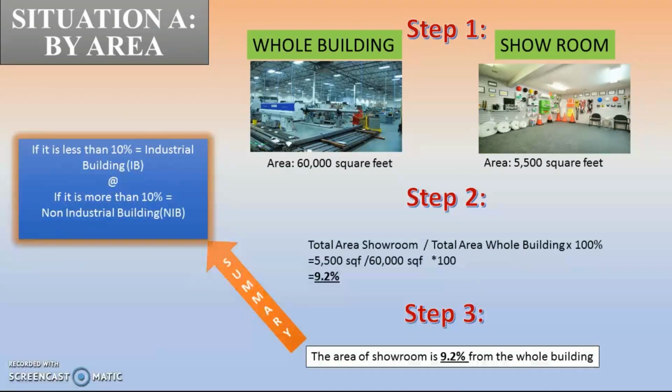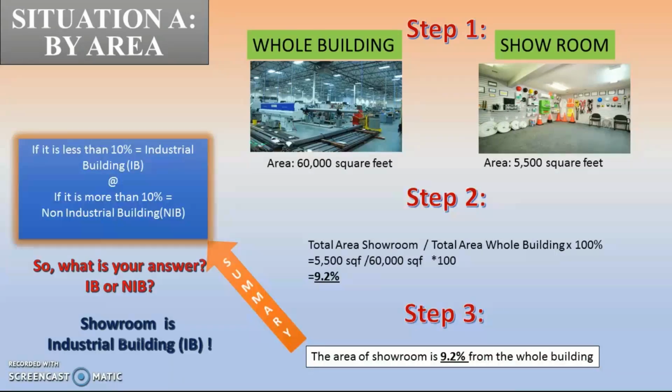So under the 10% rule, if it is less than 10%, the showroom will be determined as industrial building, or if it is more than 10%, the building will be determined as non-industrial building. So now, what is your answer? If your answer is that the showroom is industrial building, you are correct again.